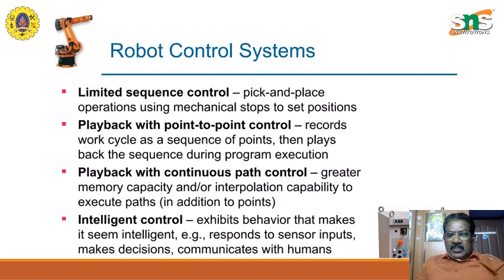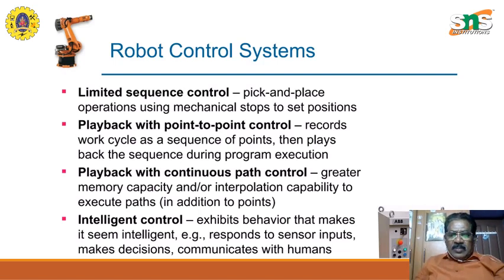The robot control systems are quite simple. It's like simple pick and place: just pick a thing and place it at some other place. Limited sequence control. Then you have the playback and point-to-point control, which means you teach it in and then it plays back from point to point. The next one is playback with continuous path. Point-to-point is more likely for drilling operations, whereas continuous path can probably be used for welding operations where a seam weld could be done.